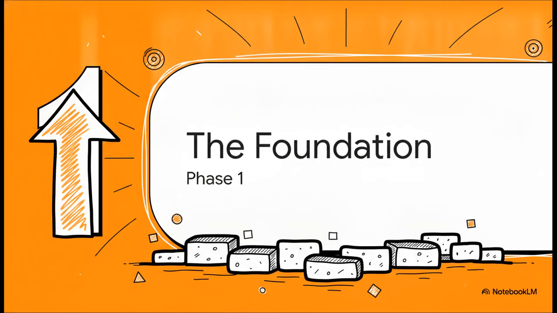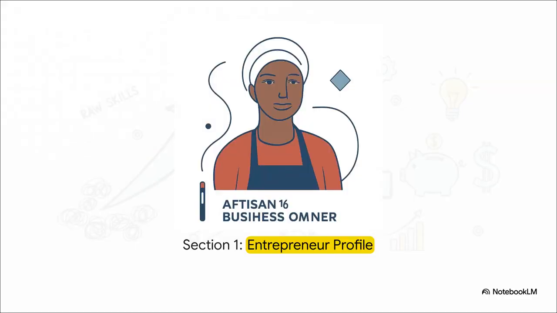All right, starting right at the beginning with phase 1, the foundation. Before you can build outward, you've really got to look inward. So section 1 is all about the entrepreneur profile. You need to take a step back and honestly assess your current status. Are you an artisan, a student, a recent grad, or hey, maybe you already have a business running? You also need to pin down your current monthly income tier. Like, is it below 50,000 Naira or is it above 500,000 Naira? It's really about knowing exactly where you stand right now so you can actually map out where you're headed tomorrow.